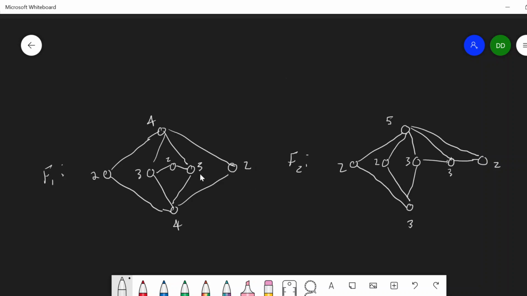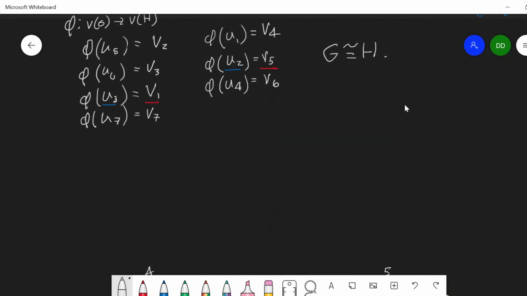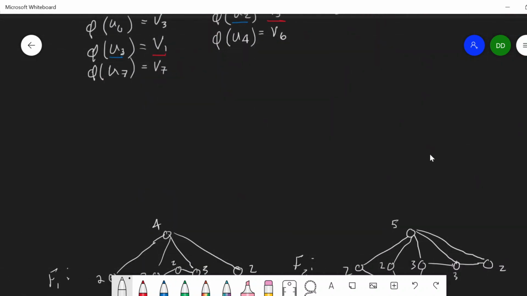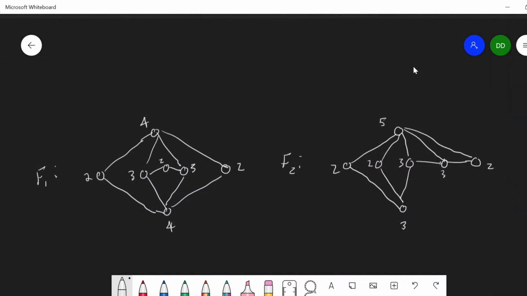Remember, if we have an isomorphism, that needs to preserve edges. And so in particular, if I go back to this example, here I had a vertex of degree 3 that, in order for my isomorphism to preserve edges, needed to be sent to a vertex of degree 3 in the codomain graph. That is, phi needs to preserve degrees of vertices.